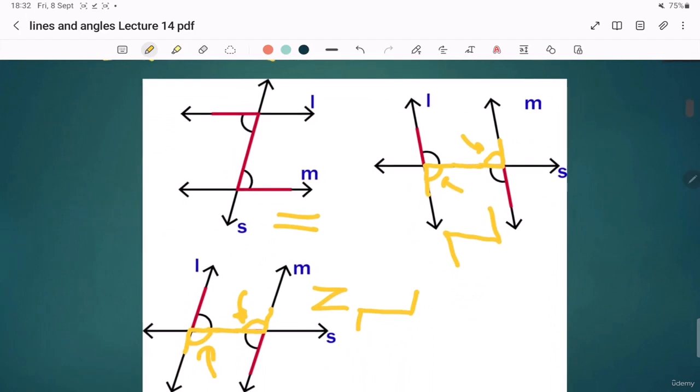So in this video we have discussed how to identify alternate interior angles. A shortcut method we have discussed.